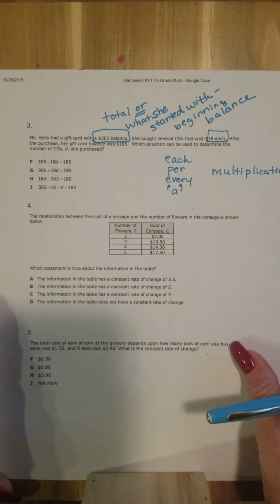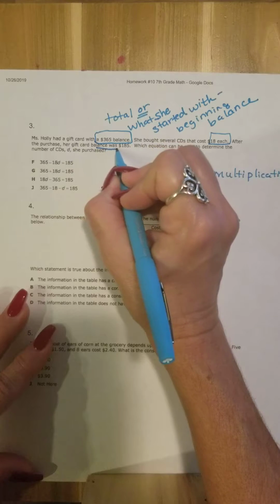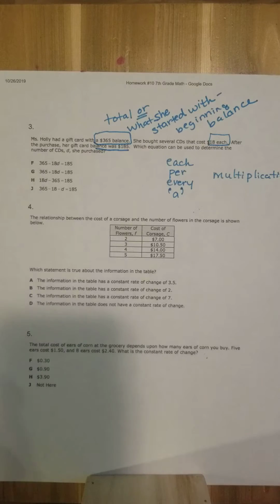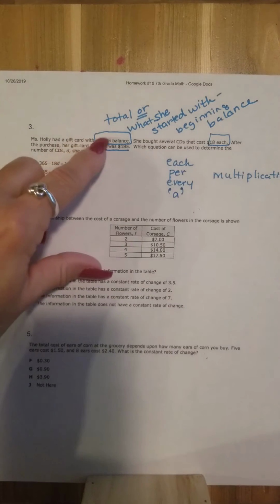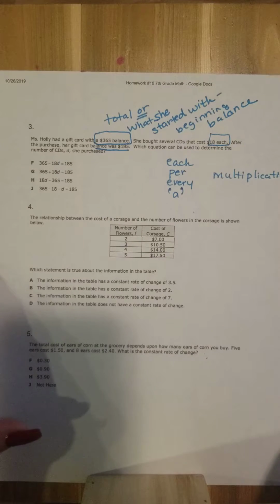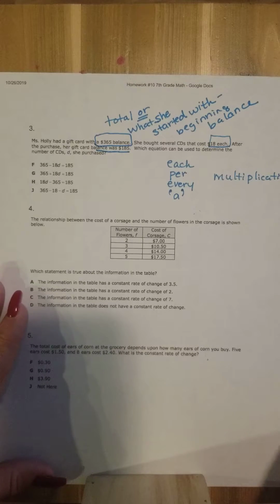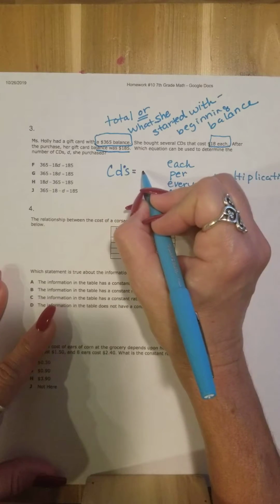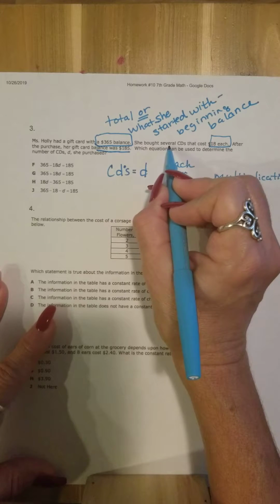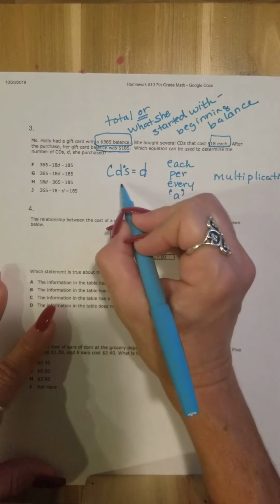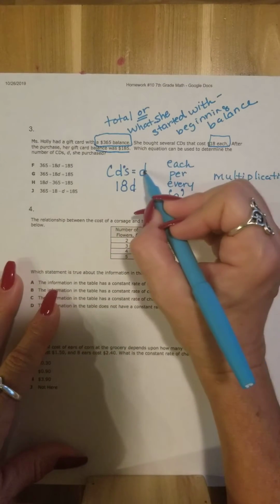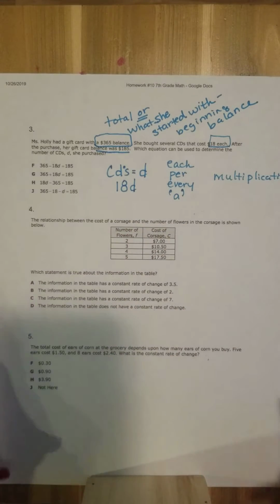After the purchase, her gift card balance was $185. Oh, let's see. Her balance was this. Now it's this. Think about, what does that tell you? What happened to her balance to go from here to here? Which equation can be used to determine the number of CDs D she purchased. So the CDs equal D. And here it says she bought several CDs that cost 18 each. So that would be 18 times D. Each means multiply, 18D. Okay, so that's enough help I'm going to give you on that one.